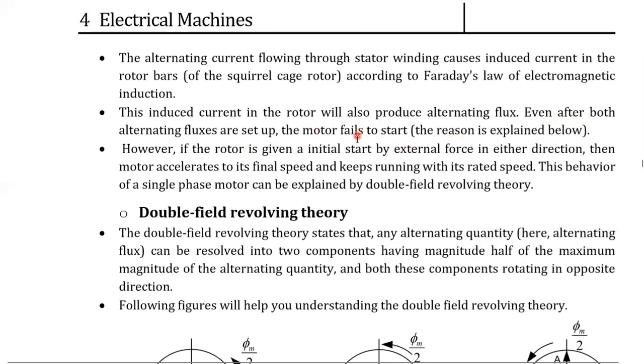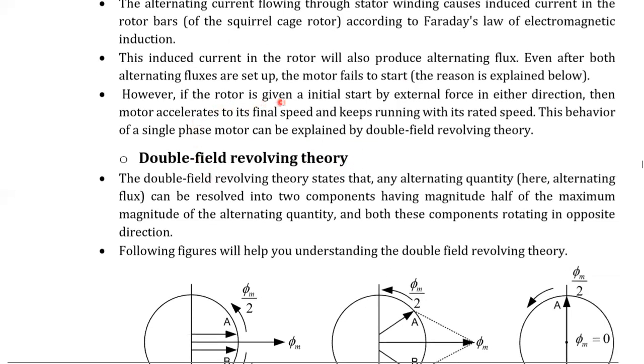This can be explained by using the double field revolving theory and also the cross field theory. The double field revolving theory is somewhat easier to understand compared to the cross field theory, so we are concentrating on double field revolving theory, to explain why the single phase induction machine is not self-starting. However, if the rotor is given an initial start by an external force in either direction, then the motor accelerates to its final speed and keeps running at its rated speed.